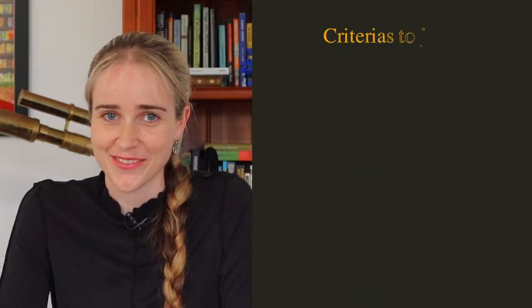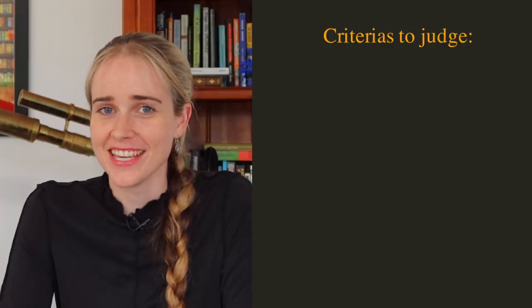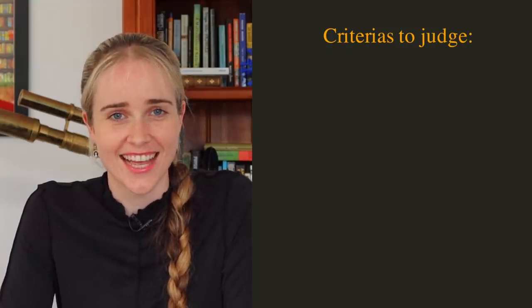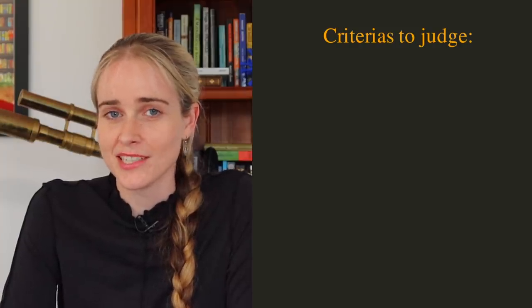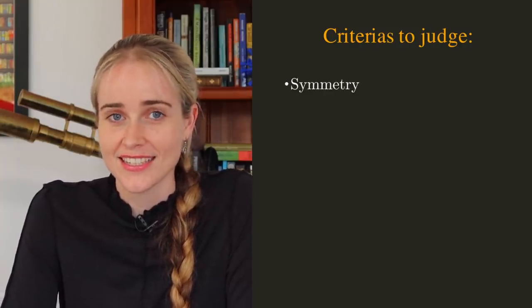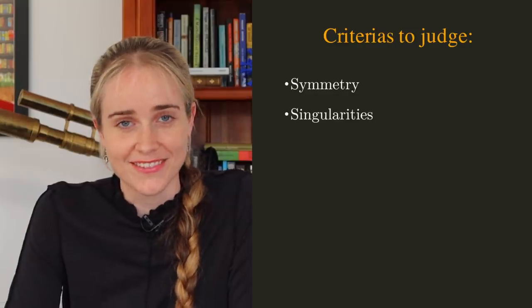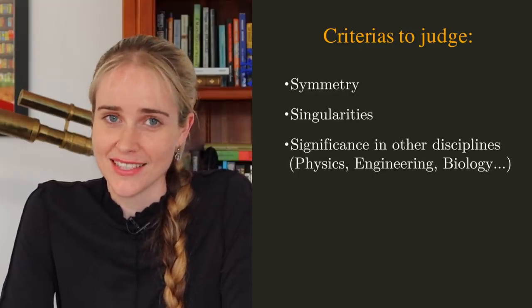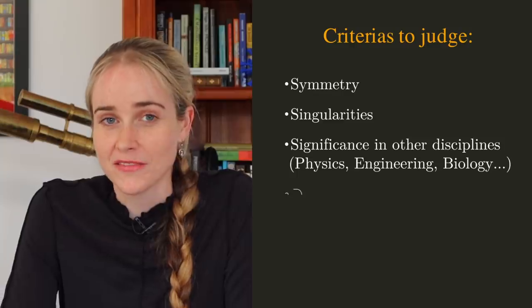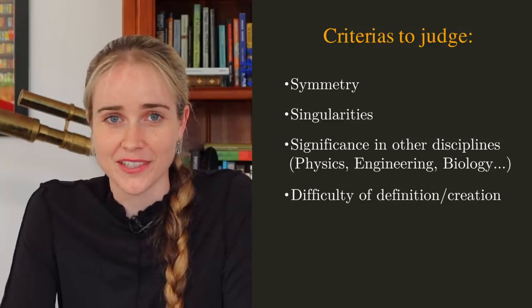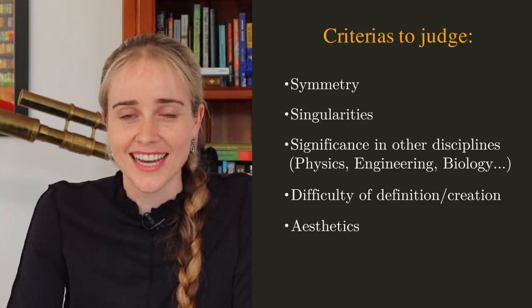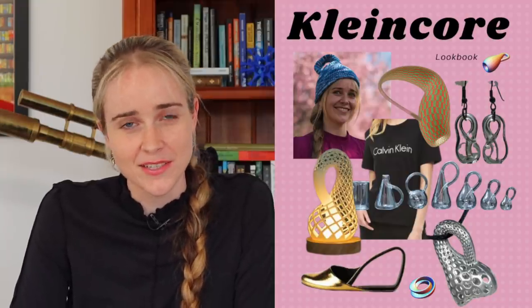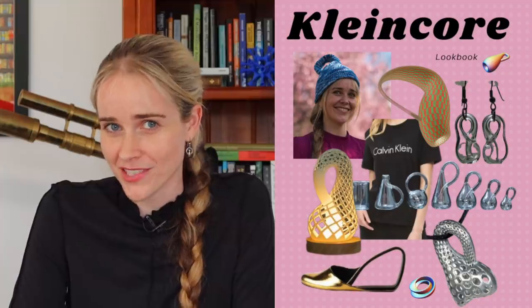I've got a non-rigorous points system to give each shape a fair chance at that coveted S-tier position. So each object will be judged on symmetry, singularities, the significance in other disciplines outside of mathematics, how difficult it is to define or create, and the aesthetics. For aesthetics, we're really asking, does this shape deserve its own mood board on Pinterest?